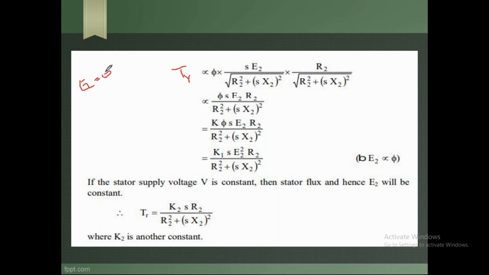Here I take E2 as phi because the induced EMF depends on the flux. How much flux is cut by the conductors determines the EMF induced. So instead of E2, I have assumed phi.